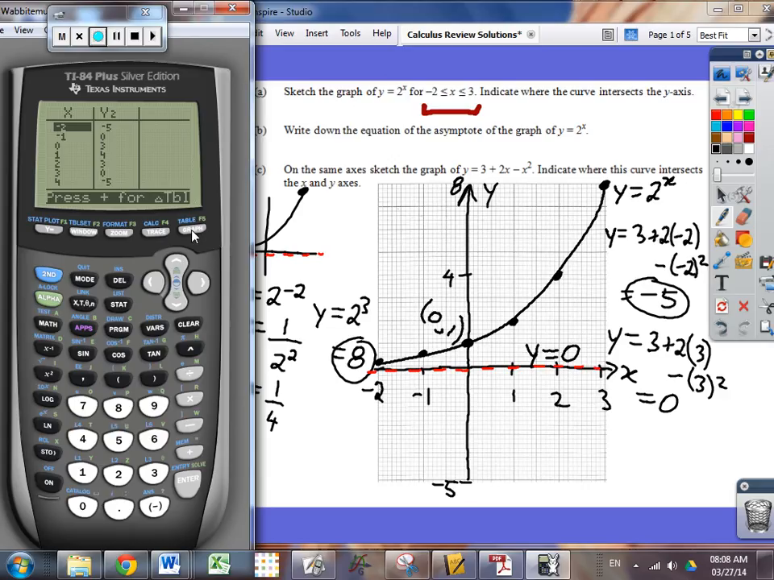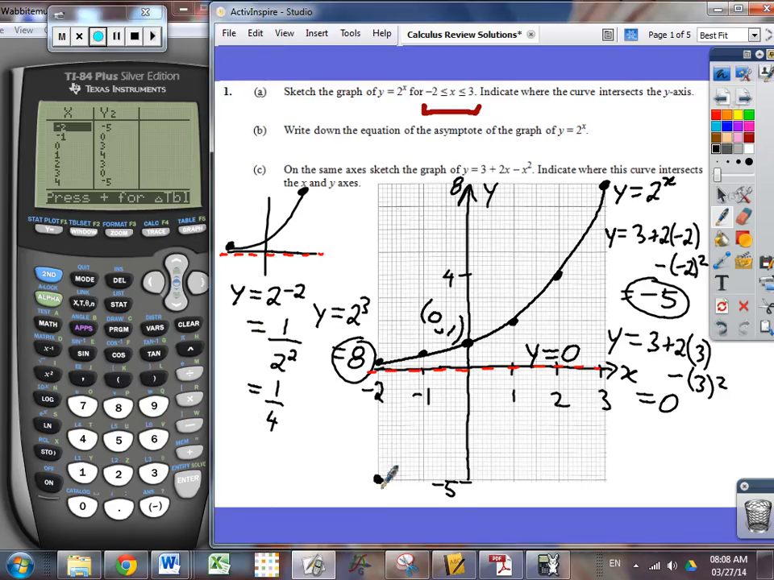And so I've got negative 2 comma negative 5, negative 1 comma 0, 0 comma 3, 1 comma 4, 2 comma 3, and 3 comma 0. And we'll draw a nice smooth curve through this new set of points. And let's label this function. y is equal to 3 plus 2x minus x squared.